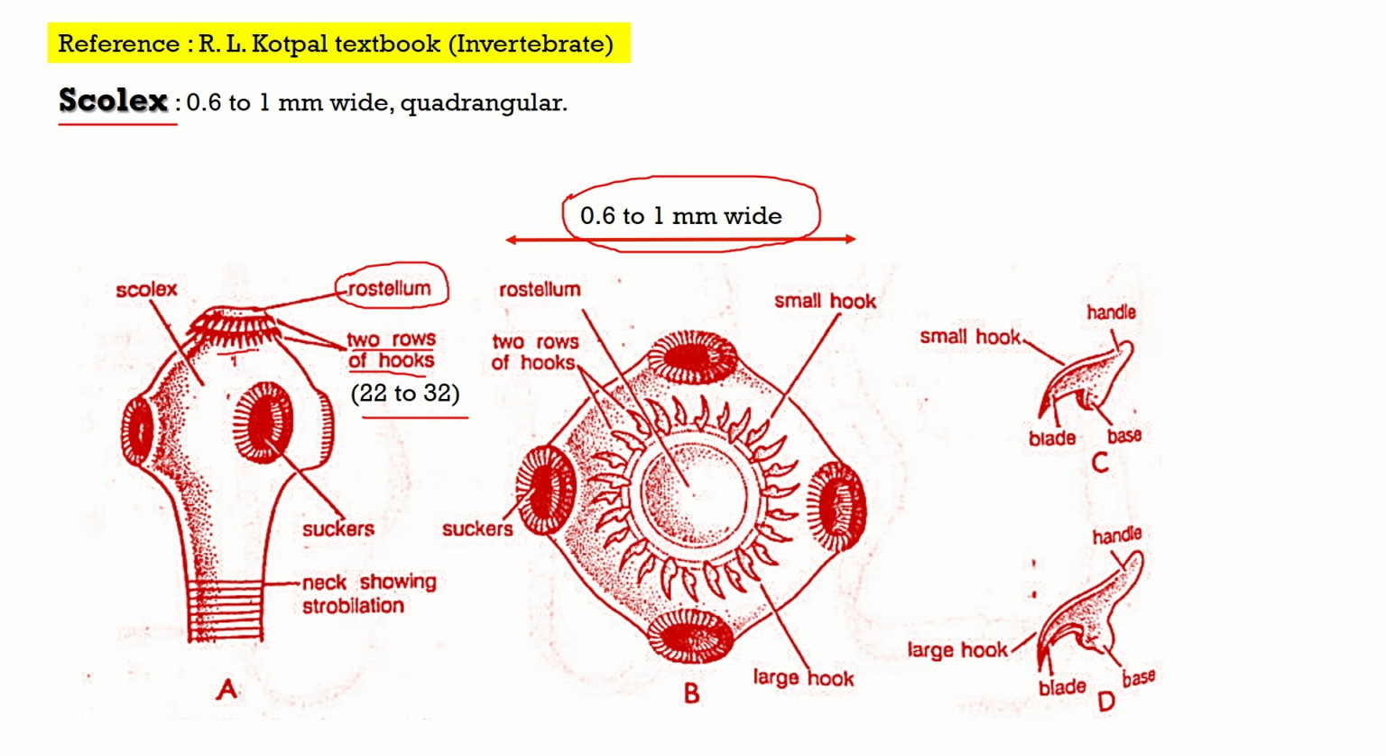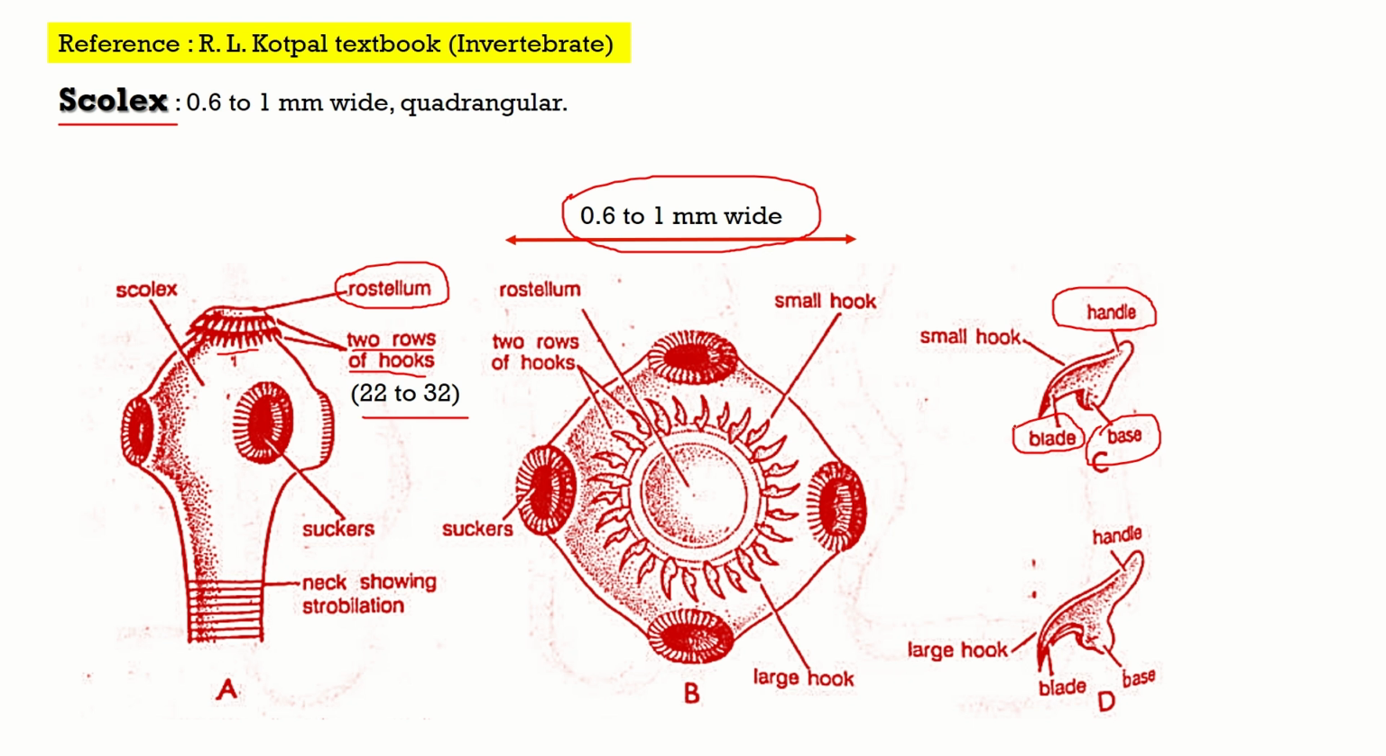Each hook consists of 3 parts. The first part is the base, by which it is fixed. The second part is the blunt handle, and the third part, which is conical in structure, is called the blade.